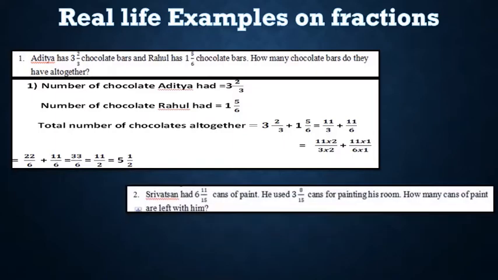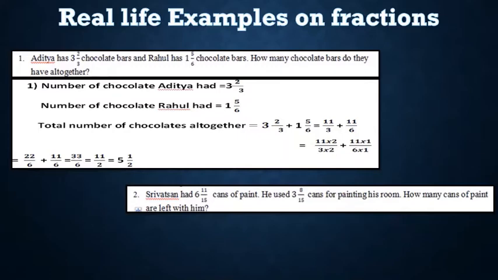So now this is our second question. Srivatsan had 6 11/15 cans of paint. He used 3 8/15 cans for painting his room. How many cans of paint are left with him? So how do we solve this? We will subtract 6 11/15 and 3 8/15. And for both of them, the denominator is same. We don't need to find out the LCM.